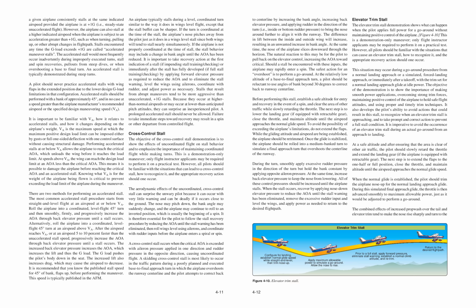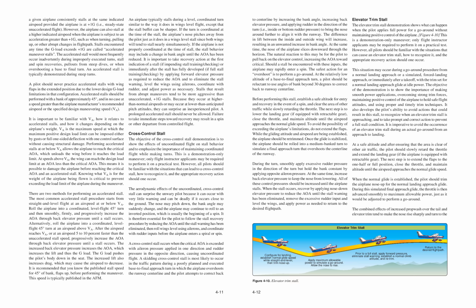The increased back elevator pressure increases the AOA, which increases the lift and thus the G-load. The G-load pushes the pilot's body down in the seat. The increased lift also increases drag, which may cause the airspeed to decrease. It is recommended that you know the published stall speed for 45 degrees of bank, flaps up, before performing the maneuver. This speed is typically published in the AFM.